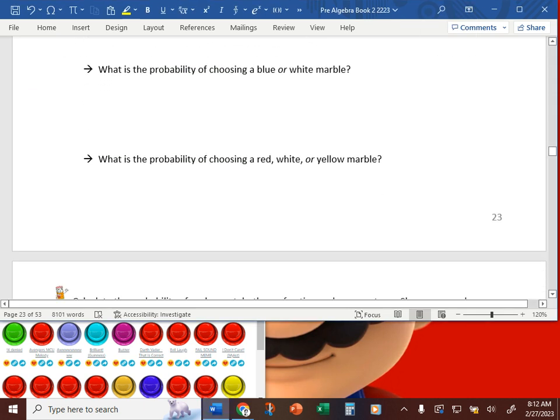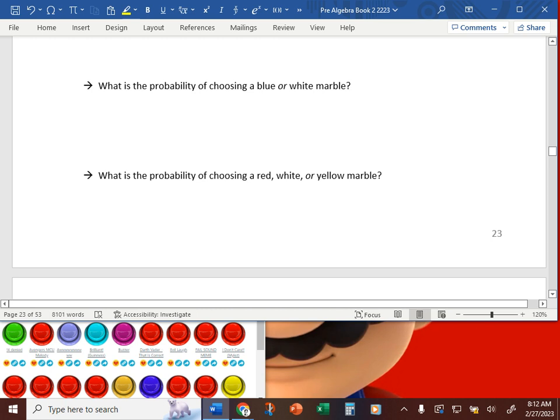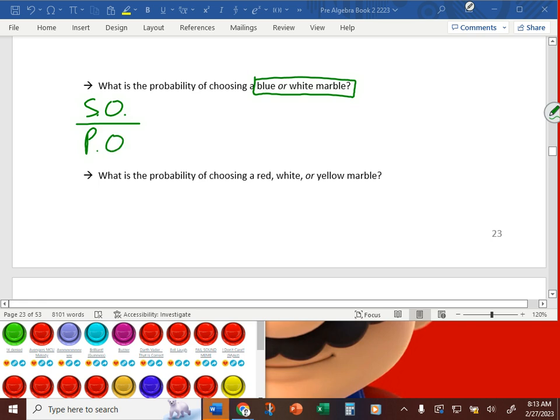Let's do the next one. What is the probability of choosing a blue or white marble? So this word or connects these two things together, right? So when you look at your successful outcomes over your possible outcomes, how many blue or white marbles are there? Both of them would be considered successful.